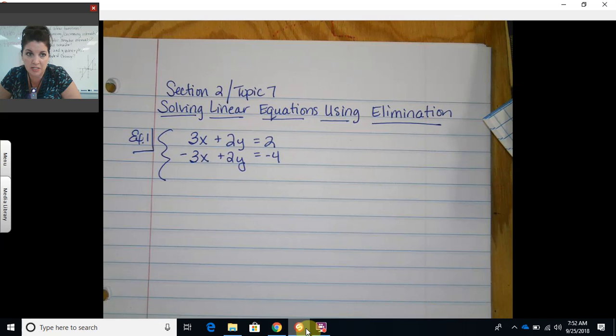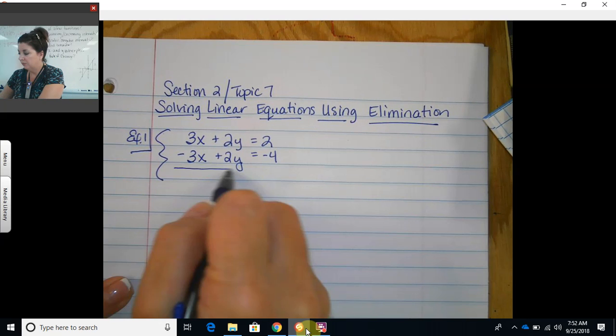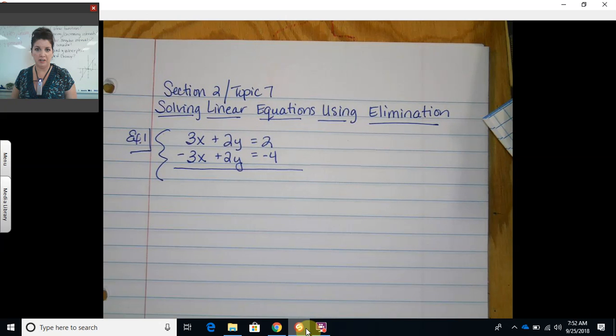Everything's lined up. When you're using elimination, think about it as like you're combining the two equations together, okay? And you want either your x's to eliminate or cancel, or you want your y's to eliminate or cancel. If your constants eliminate, that doesn't help you at all, okay? We're trying to solve for one variable at a time. So, given this problem, if we combine the two equations together, would any of our variables cancel?